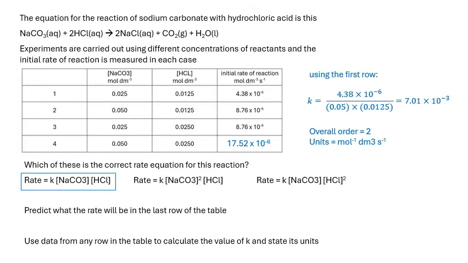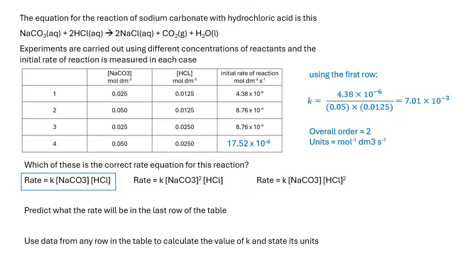So, the equation for the reaction of sodium carbonate and hydrochloric acid is given. Your sodium carbonate and your hydrochloric acid are both aqueous, they're both dissolved in water. We do some experiments changing the concentration of each, and there are our results from our experiments. Which is the correct rate equation for this reaction?